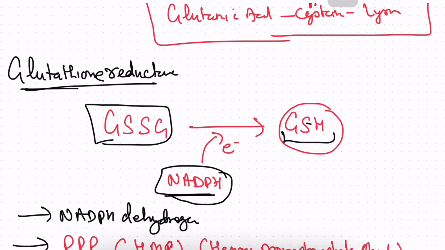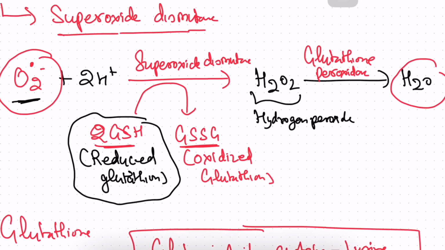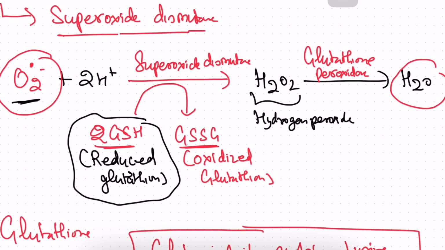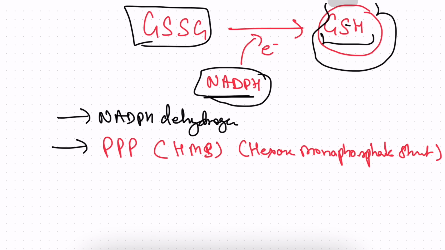And this way, what is going to happen? There is generation of GSH, reduced glutathione, and this reduced glutathione will be used by superoxide dismutase. Oxygen radicals will be neutralized to hydrogen peroxide, and later by the action of glutathione peroxidase, hydrogen peroxide will be neutralized to water. So this way the cell protects itself from the damage of reactive oxygen species.